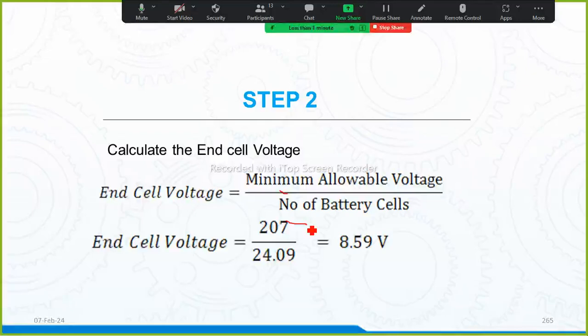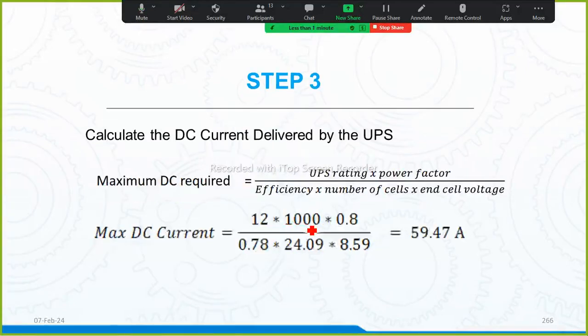What does this mean? Up to what level can we maximum drain a 12 volt battery? 8.59 is the standard cutoff. But still, if you want to drain, you can drain and make it 0. But this is the standard cutoff voltage for the low battery indication. That is, 8.59 is the cutoff voltage. That is the end cell voltage.